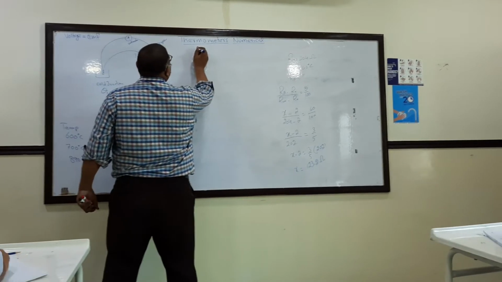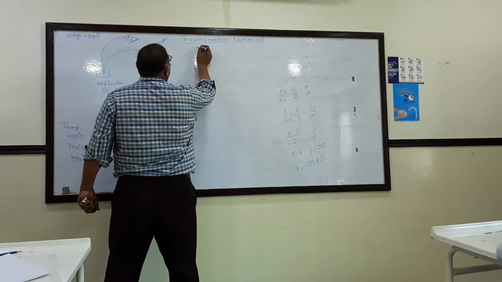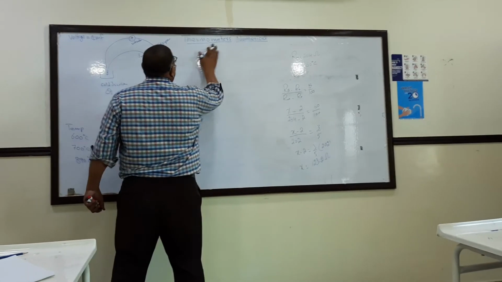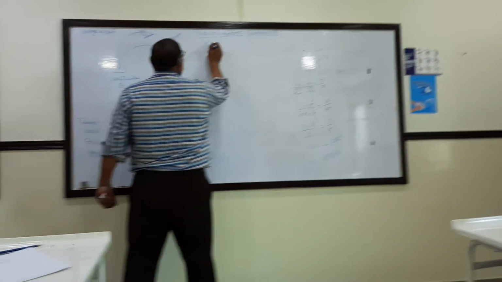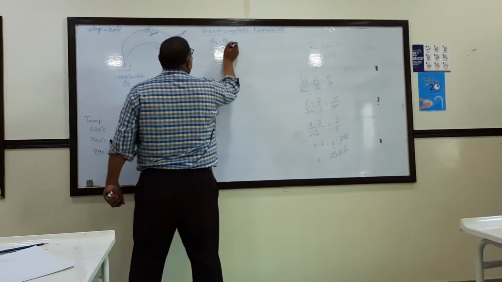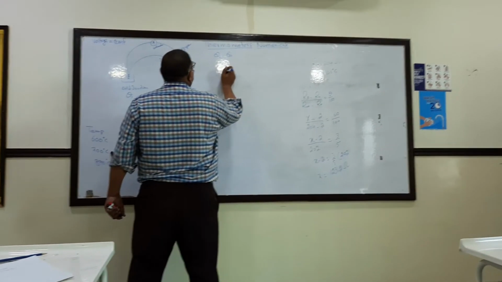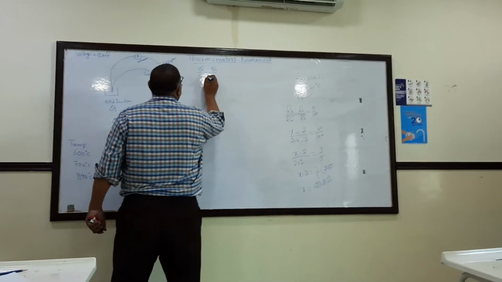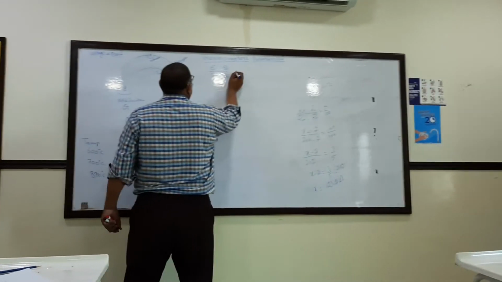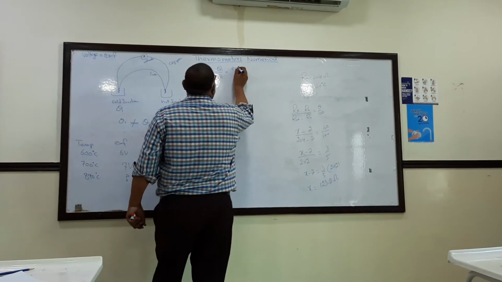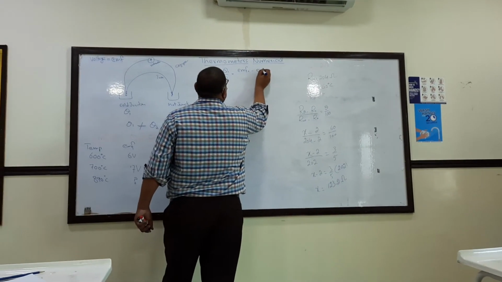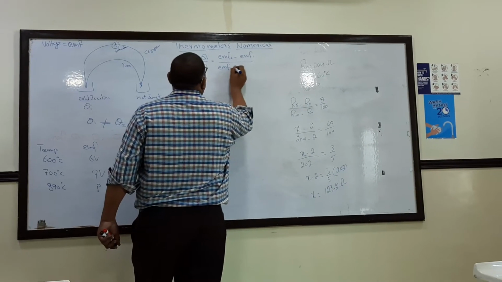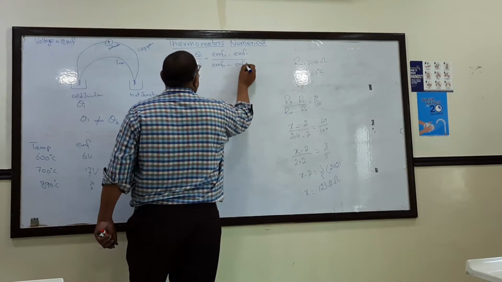The equation is the difference of temperatures. I can write it like this: temperature 2 minus temperature 1, divided by temperature 3 minus temperature 2, equals EMF 2 minus EMF 1, divided by EMF 3 minus EMF 2.